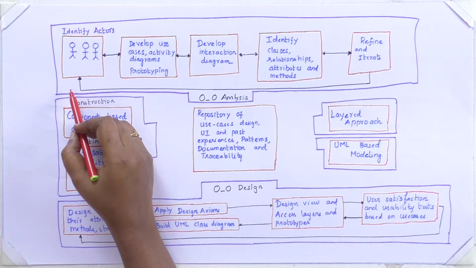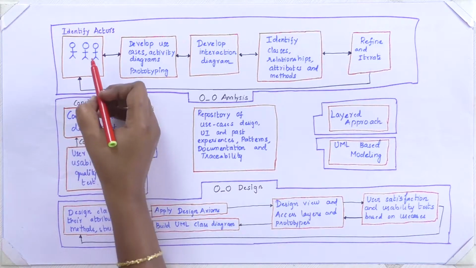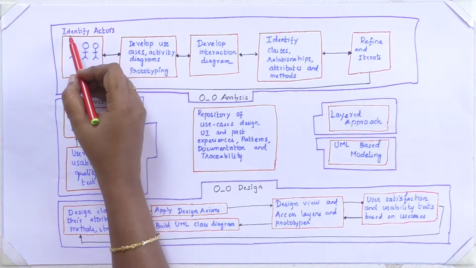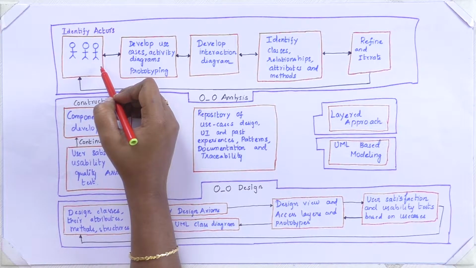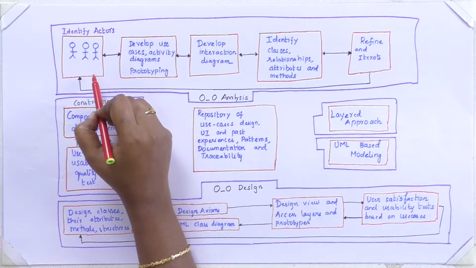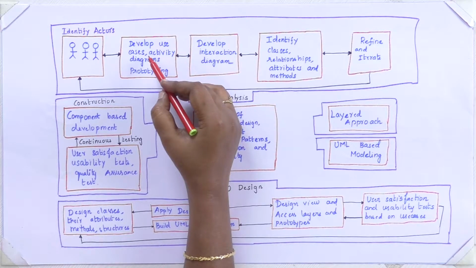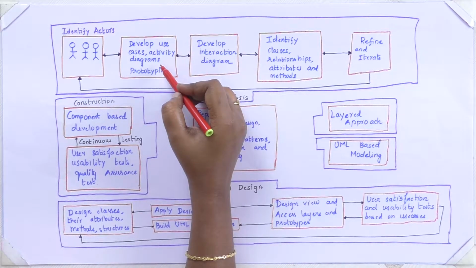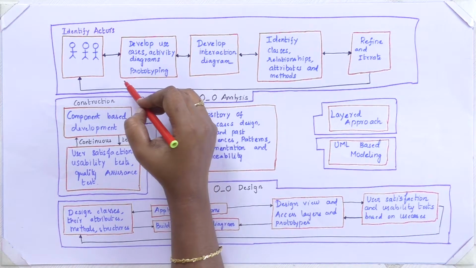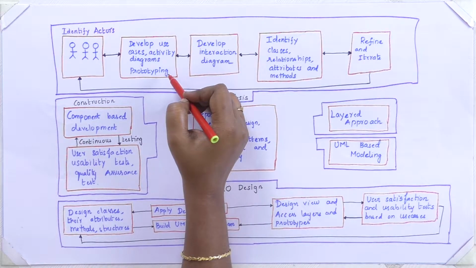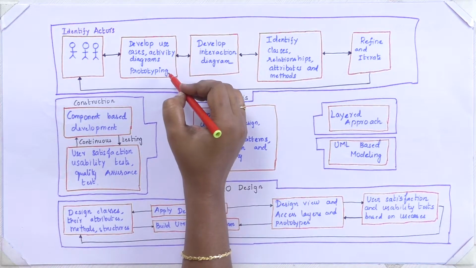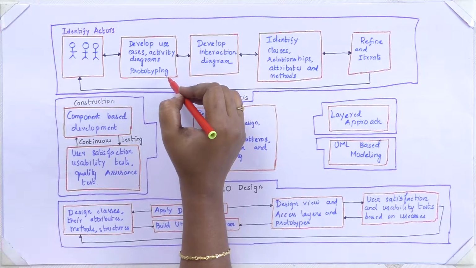Object-oriented analysis has the following steps. In the object-oriented analysis phase, you will be identifying the users. After identifying the users or actors, you will be developing the use case diagrams and activity diagrams as well as prototypes. So you have various types of prototyping. So you will be developing the prototypes for our software.